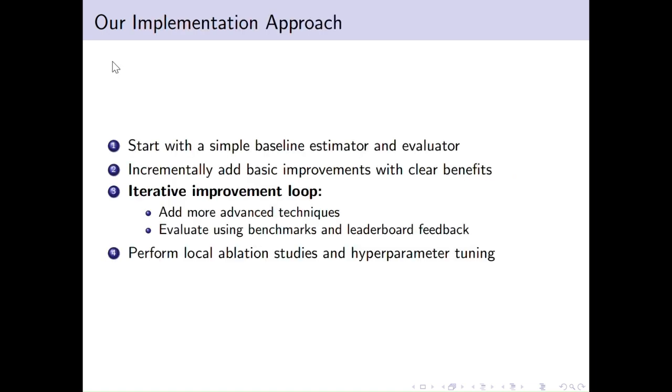So our implementation approach was to start with the baseline and then add some basic improvements that we were sure would help our algorithm. And then afterwards, we kept iteratively adding more advanced techniques, and after adding one, we directly checked on the leaderboard if our score actually increased or if maybe implementing this technique made it worse in some other regards. And lastly, we then still performed an ablation study and hyperparameter tuning, the hyperparameter tuning just for the estimator. And the local ablation study was used to see if all the components still actually contribute positively at the end.